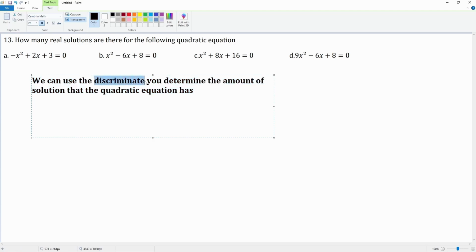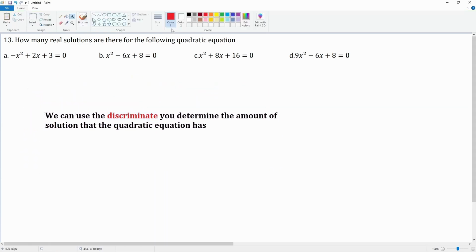We want to use this discriminant. Okay, so that's the idea. We want to use the discriminant. And again, for those who do not remember, the discriminant is the stuff inside the radical of the quadratic formula, which is defined as b squared minus 4 times a times c. Okay, so that's what you need. Okay, we need to grab that.